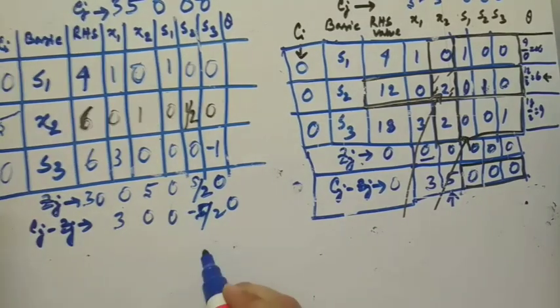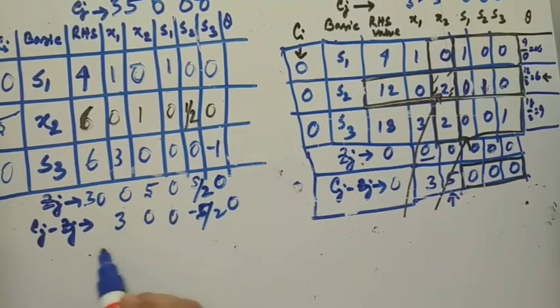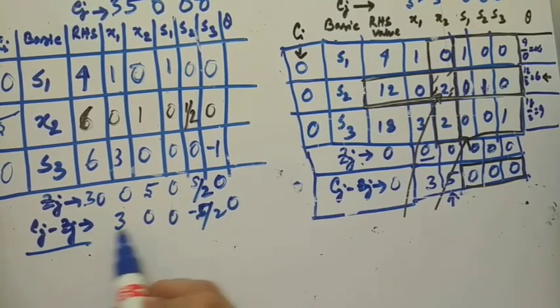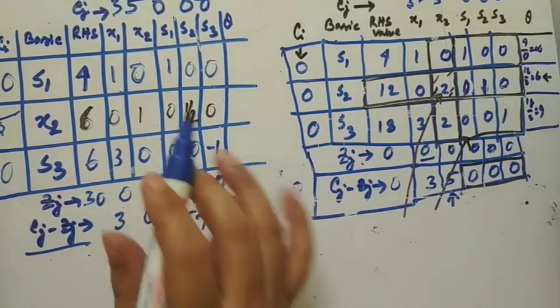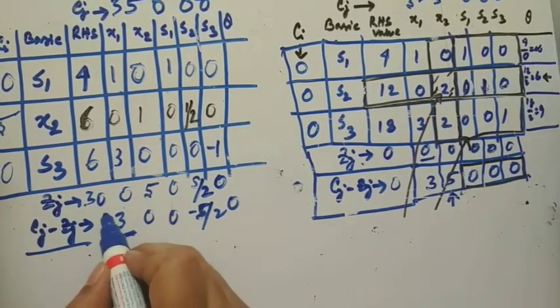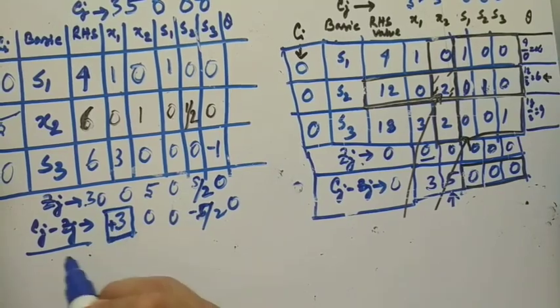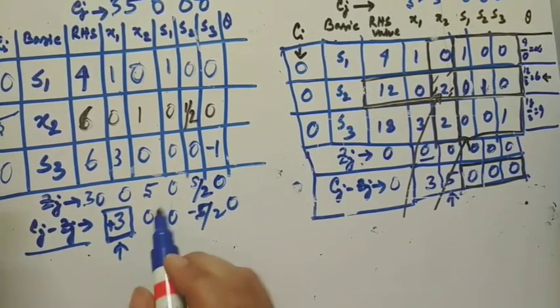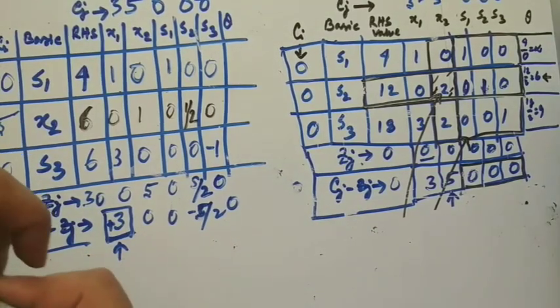As I have already told you earlier, if all the Cj minus Zj values come negative, then it is the optimal table. But here there is one positive also. So this table is not optimal. We have to go for another iteration. The third table we have to construct.